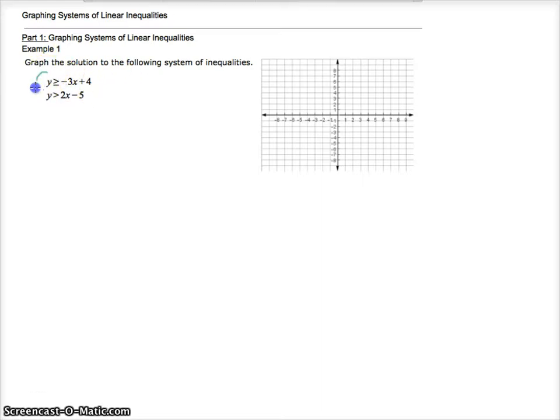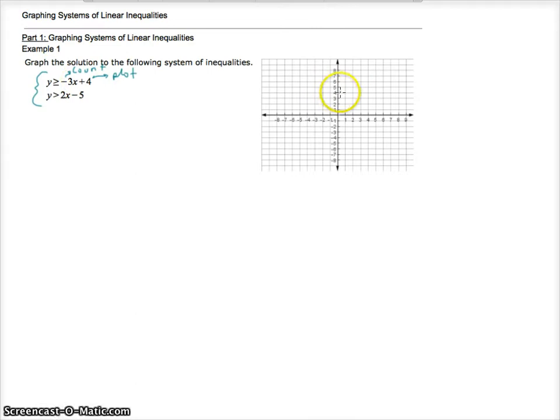So here's our system. y is greater than or equal to negative 3x plus 4, and y is greater than 2x minus 5. So first let's graph our points. For line 1, we've got an intercept of positive 4. So here we're going to plot our point, and we're going to count our slope.